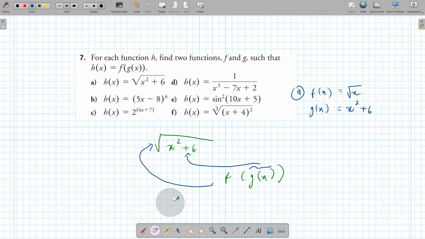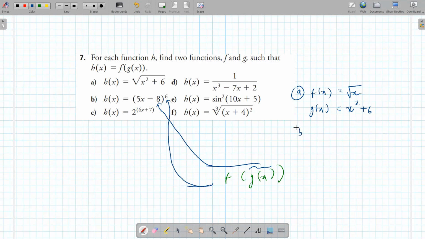Let's try the next one, b. The inside part is the thing in the bracket. The outside part is this. So what's f and what's g for b? f is x to the power 6. And what's g? 5x minus 8. Yep, and that's it. It's that easy. You're done.